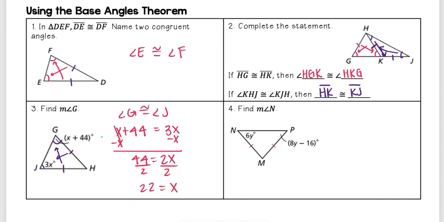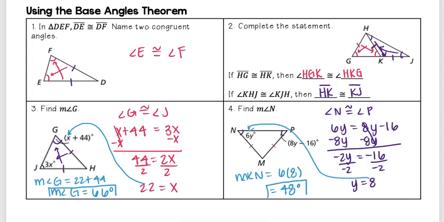But now I actually need to find the measure of angle G. So I'm just going to plug in 22 for x. So I get 22 plus 44. And so that means that the measure of angle G is going to equal 66 degrees. Okay, go ahead and pause the video. I want you to try and do that same process with number 4.